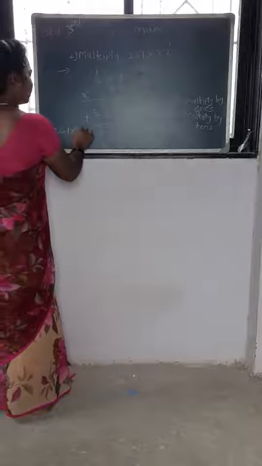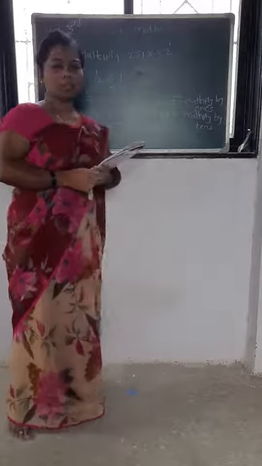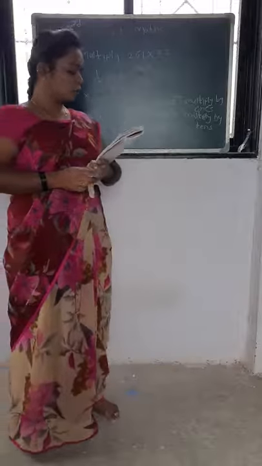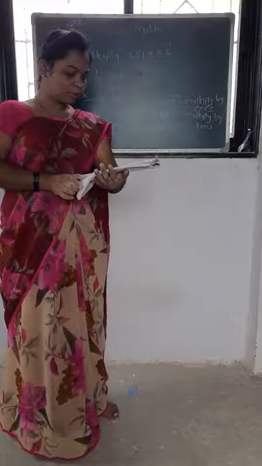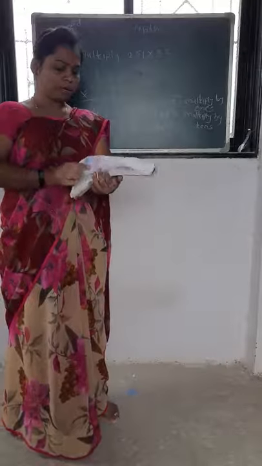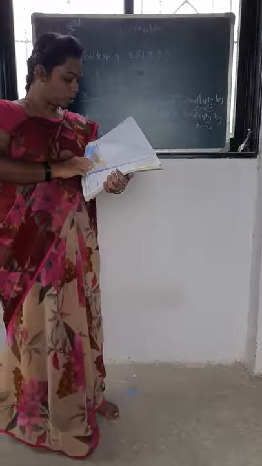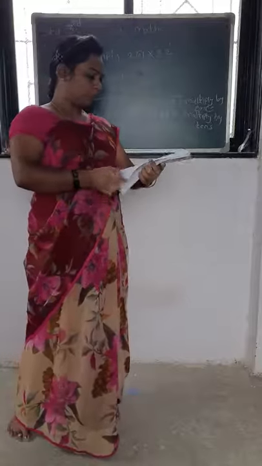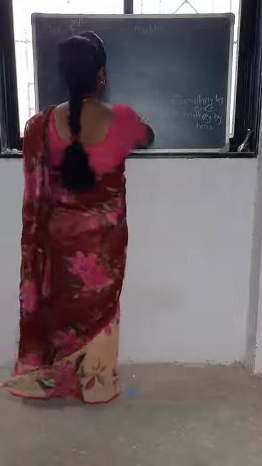261 multiplied by 32 is 8352. Next one is exercise 4.3. We solve some examples of the exercise.